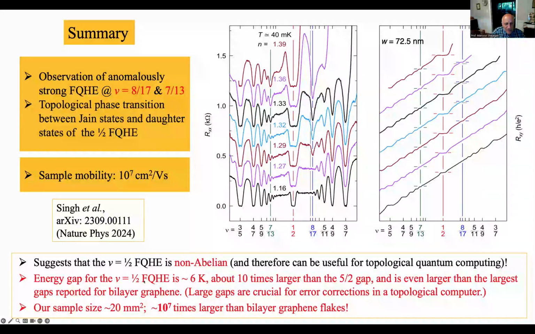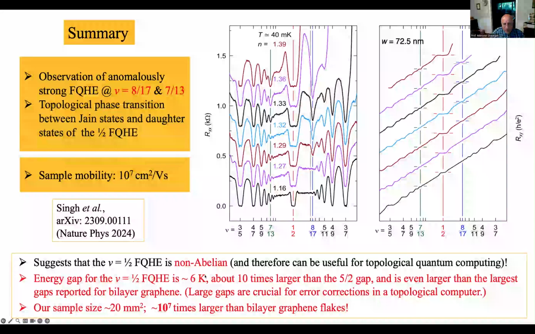Now, the key thing here is that the gap we measure, the energy gap for, say, the 1/2 here, is around 6 Kelvin. This is about 10 times larger than the gap for the 5/2 state, and it's even larger than the largest gaps reported for bilayer graphene. Bilayer graphene, I believe, is around 4 Kelvin.